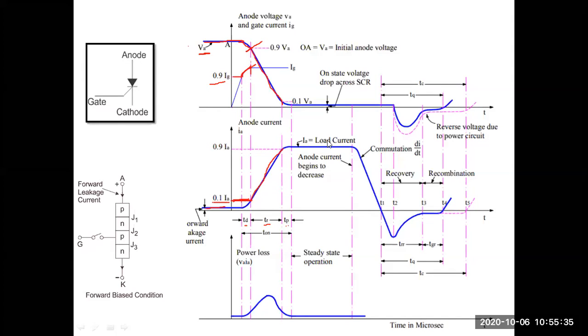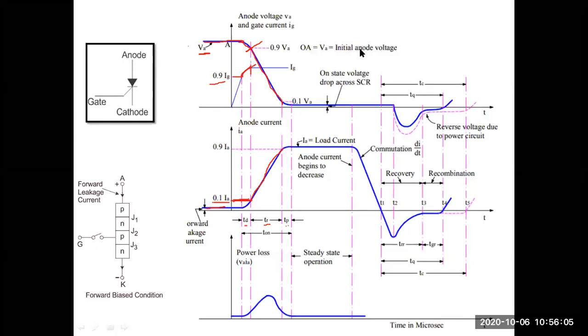Why we are calling it the load current: when the switch is completely closed, what happens? The load which is connected through this switch draws the maximum current. So it depends upon the load or the external circuit. The maximum current flows through the switch. So this is the complete turn on, the turn on time of the SCR.